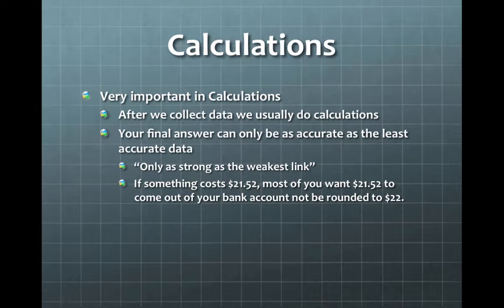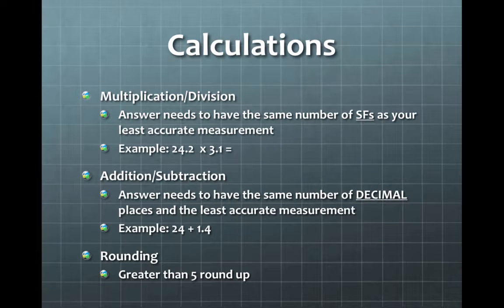That data is not very accurate, so when you use that data in calculations, just because your calculator spits out an answer with 50,000 decimal places, that doesn't mean that your answer is that accurate. When you are recording your answer, you have to make sure that the accuracy of your answer is the same accuracy that you were given in the lab. So we're just going to do a few examples.